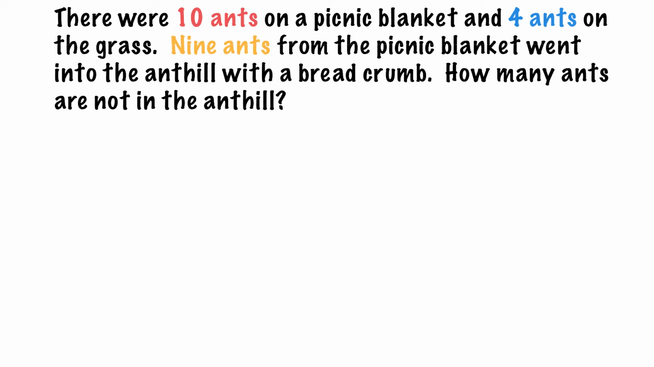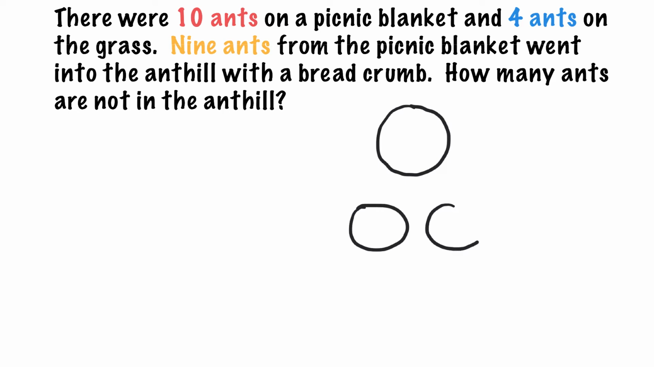So let's go ahead and make that number bond again. So I'm going to make my number bond right here with my two parts. And we did have our two parts, didn't we? So we have our 10 ants that were on the picnic blanket. So there's our 10 ants on a picnic blanket right here. And then we have 4 ants on the grass. So let's put in our 4 ants on the grass.